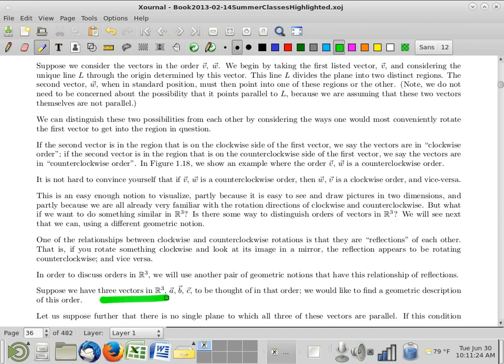By the way, so 3 vectors in R3, there they are, A, B, C. And again, thought of in that order. So A is first, B is second, C is third. What can I say? What is geometrically intrinsic to that ordering that I wrote down? Again, not alphabetical. I don't care about that. I'm talking about the geometric senses. So here's a way we do it.